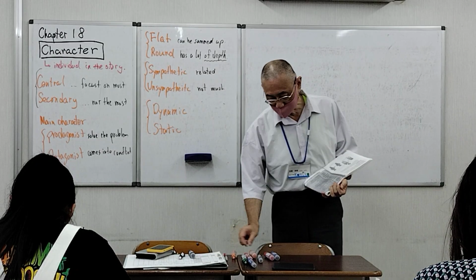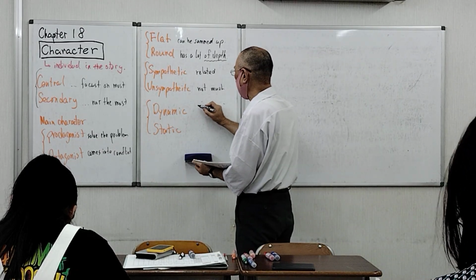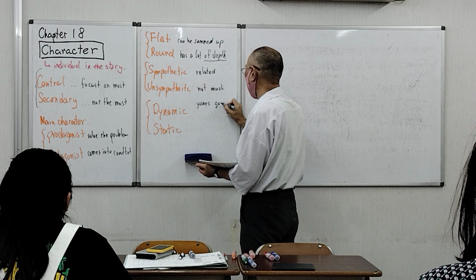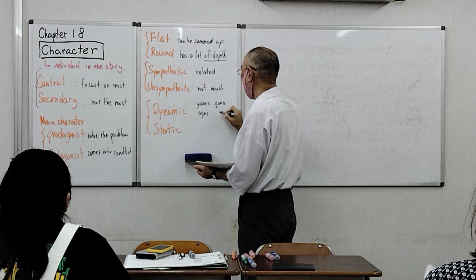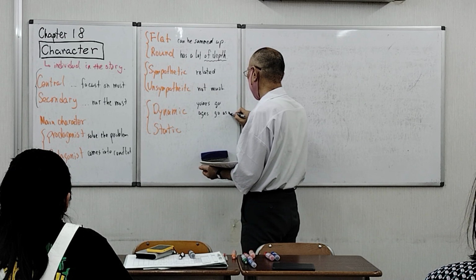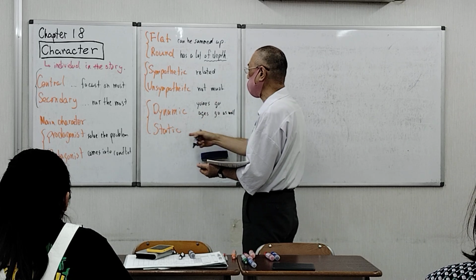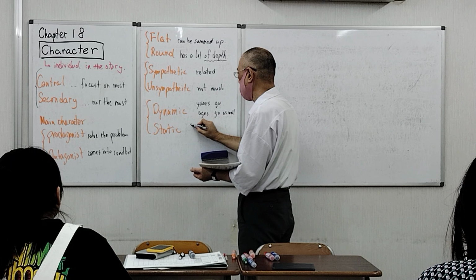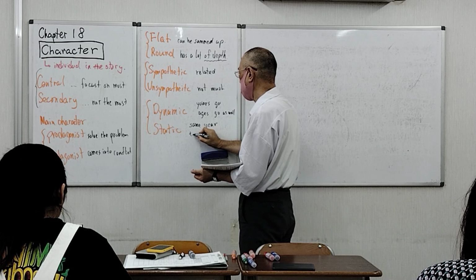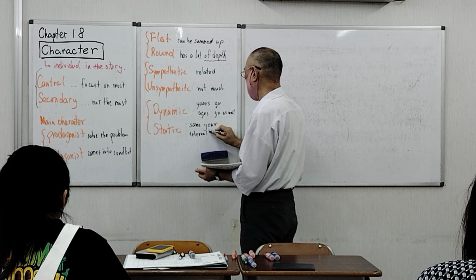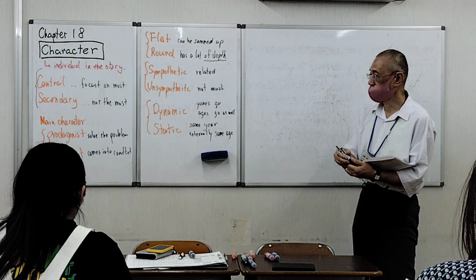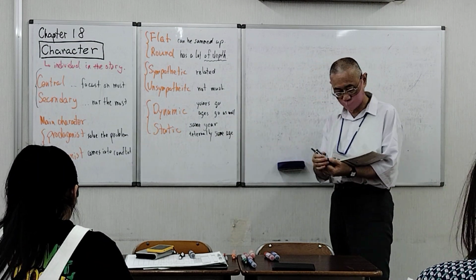So, the easier way to think about it is age. This is dynamic, and this is static: the same age, eternal, the same age. So no age change. That is dynamic and static.